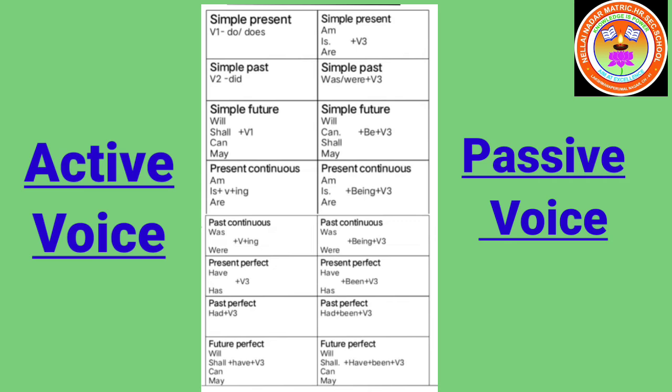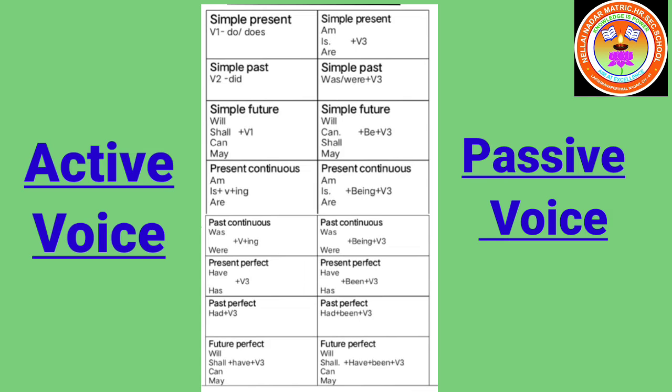Then simple past tense. Simple past tense is the V2 form, like played, went, saw, worked, watched, spoke, wrote. When we change into passive voice, the same way, we have to use the past be form, like was and were. Was and were will represent the past tense, and when we change V2 to V3, that will give importance. This is the second one.